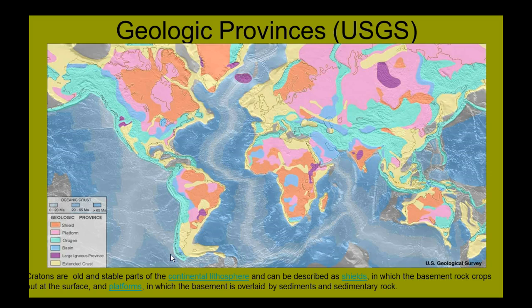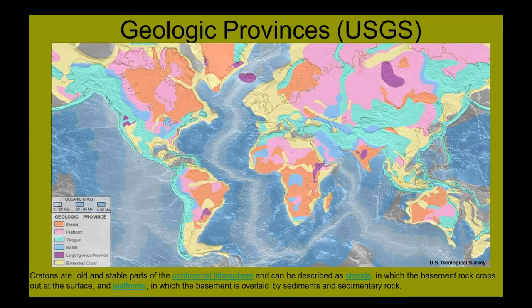This map of the geologic provinces from the U.S. Geological Survey sort of puts Guyana in context. And what this map is illustrating is these broad areas of the Earth's surface, the Earth's crust. The description below uses the term cratons, which are old and stable parts of the continental lithosphere. The continental lithosphere is the continents. Of course, you recognize continents.